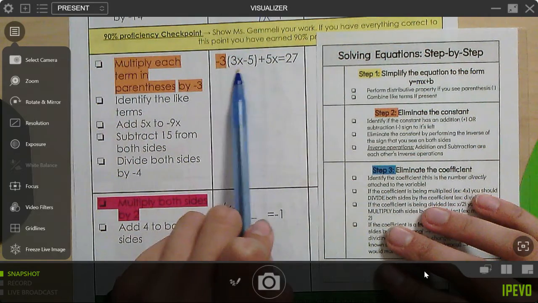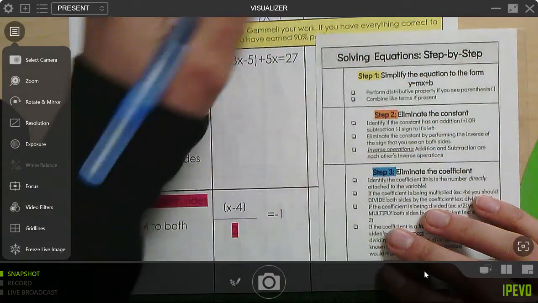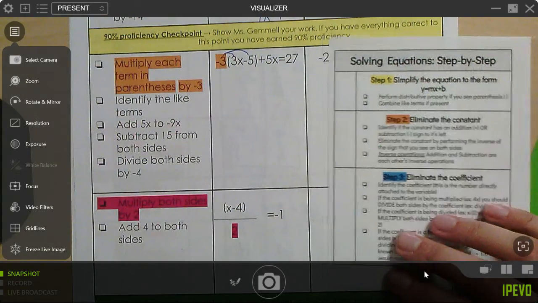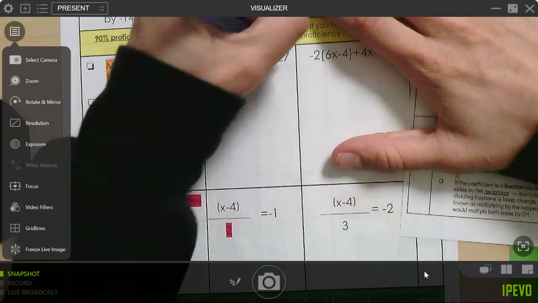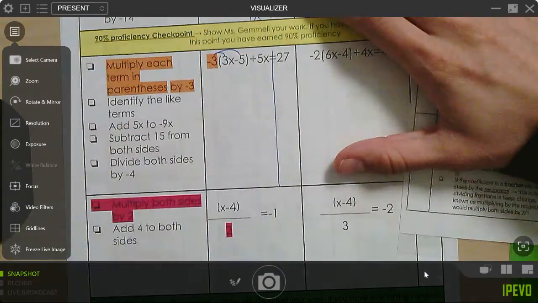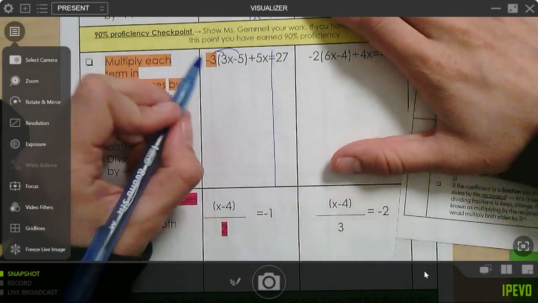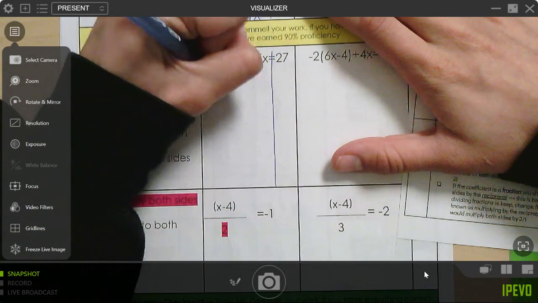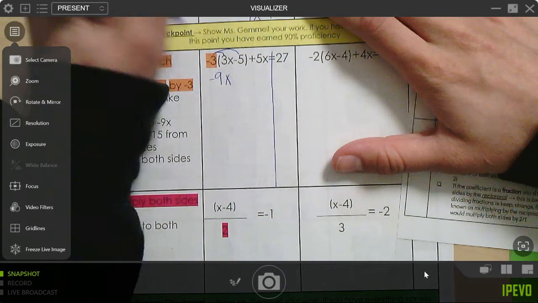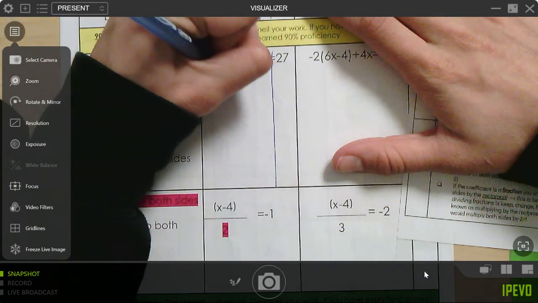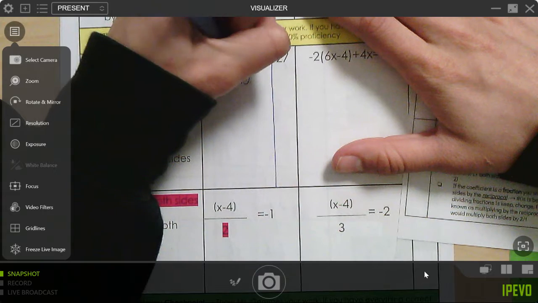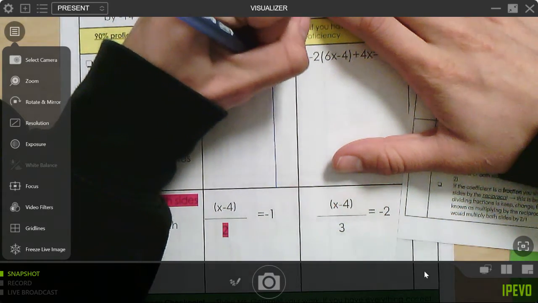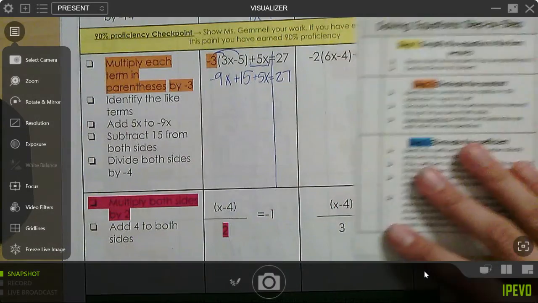So I do see parentheses. So remember, I'm going to distribute the factor to the terms inside the parentheses and only the terms inside the parentheses. Also, let's go ahead and draw a line through the middle. Okay, so negative 3 times positive 3x is negative 9x. Negative 3 times negative 5 is positive 15. And then remember, we do still need to put the plus 5x equals 27. Okay, so we have distributed.